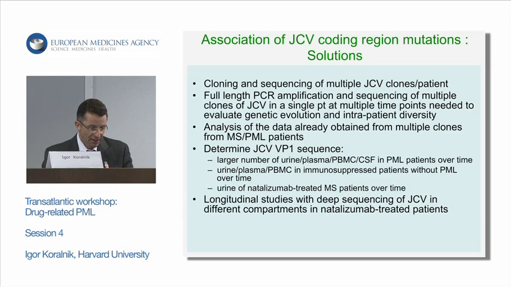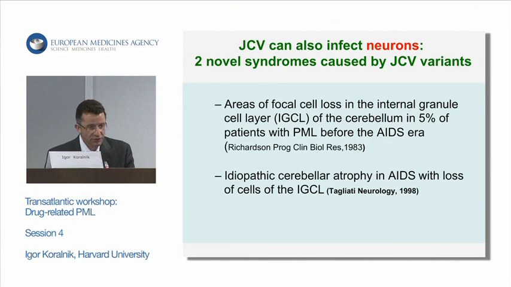And finally, longitudinal studies with deep sequencing of JCV virus in different compartments in natalizumab-treated patients may also shed light on these questions. Now, since we're talking about a change in the sequence of JCV virus, I just want to finish up by alerting you to two novel syndromes caused by JCV variants, also coding region variants, which, as Joe Berger just told you, highlight the fact that JCV virus can not only infect glial cells, but also neurons.